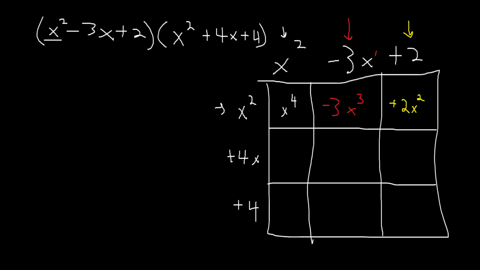Okay. So next up on the chopping block, let's go ahead and do these guys. Let's do blue. So we got 4x times x squared. And remember, this is 4x to the first, so that's going to give us a positive 4x cubed. And then last, but certainly not least, let's do some purple. So we're doing positive 4 times x squared, so it's going to be a positive 4x squared.